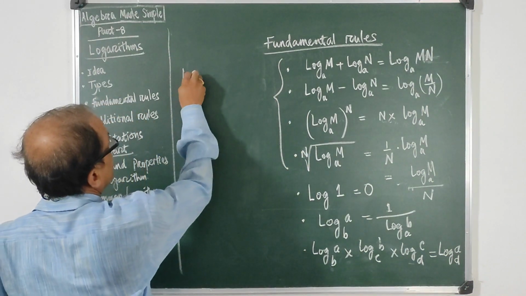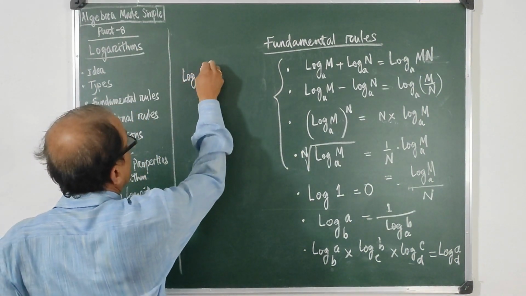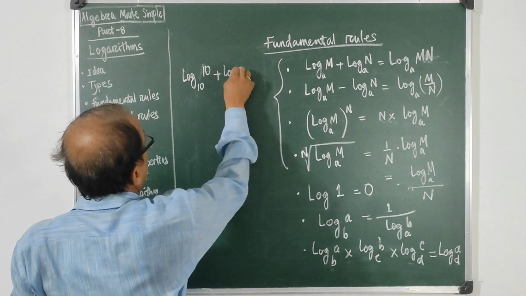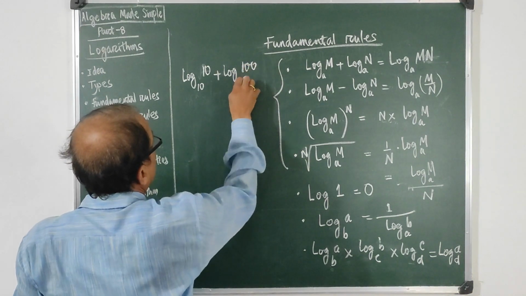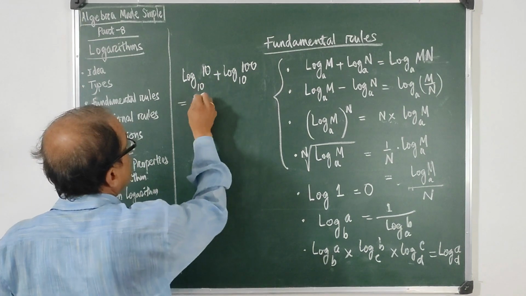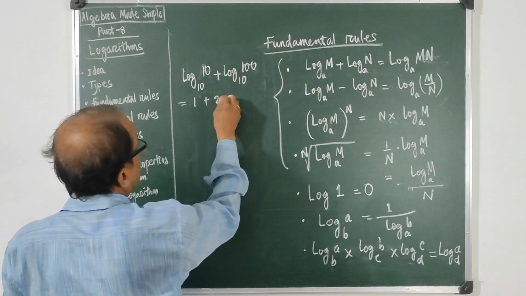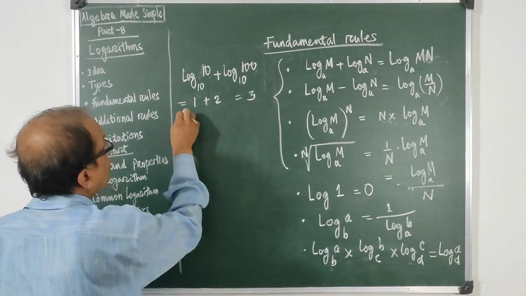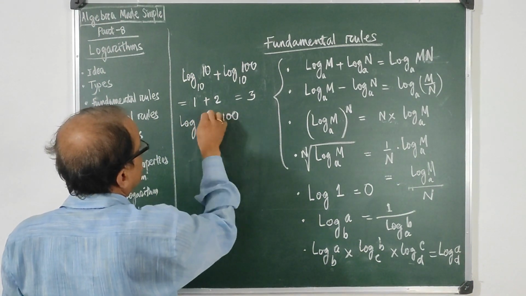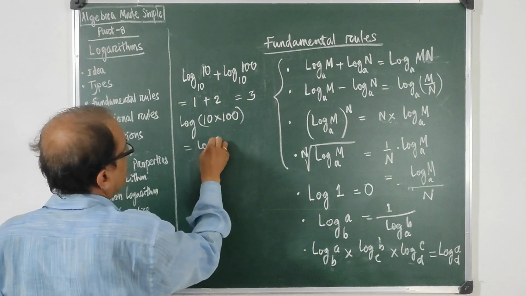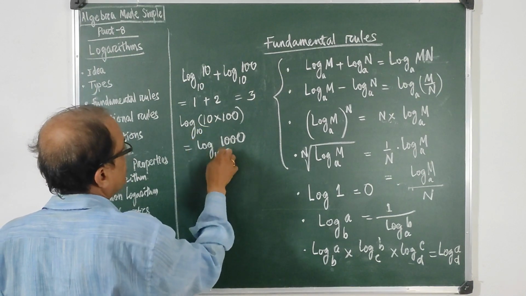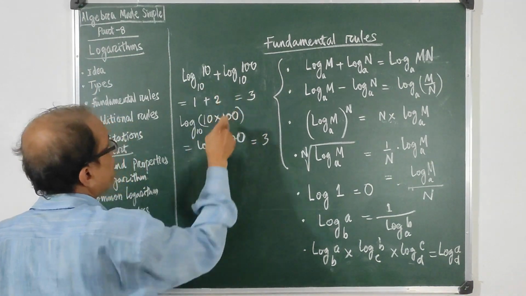Suppose you get log 10 to the base 10 plus log 100 to the base 10. How much do you get? Log 10 to the base 10 is 1, since 10 to the power 1 is 10, and this must be 2, so you get 3. And how much is log mn? Log 10 into 100 is equal to log 1000. Since the base is 10 here, this is equal to 3. So these two are equal.